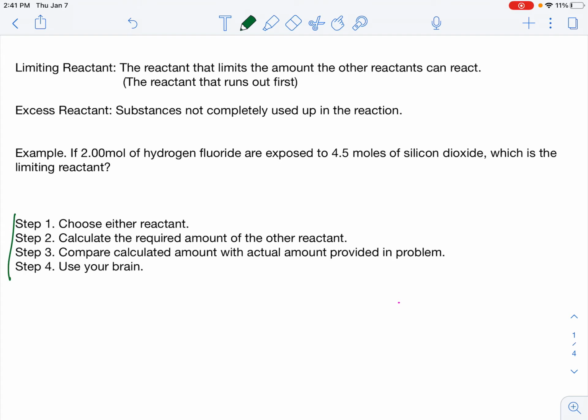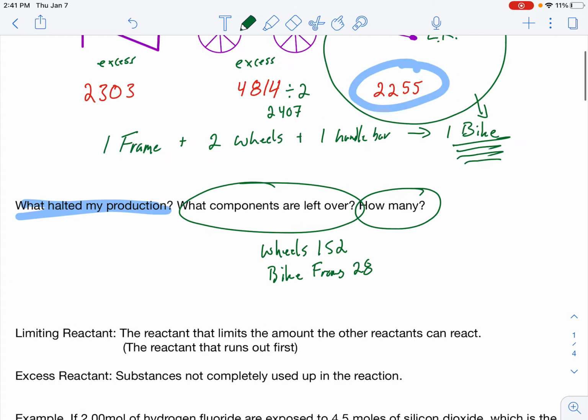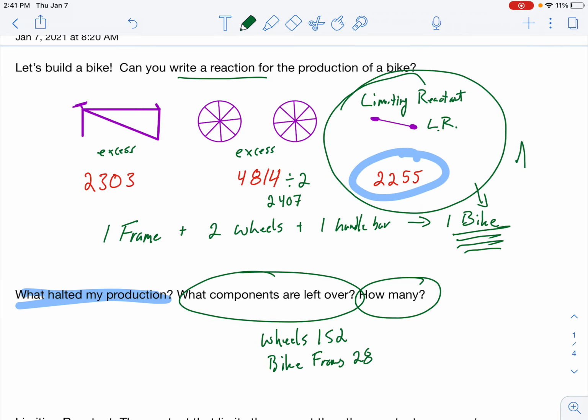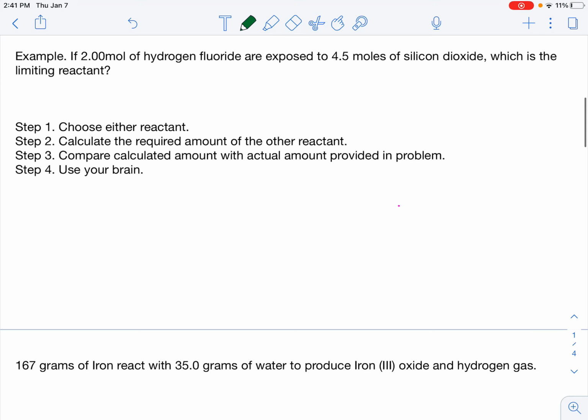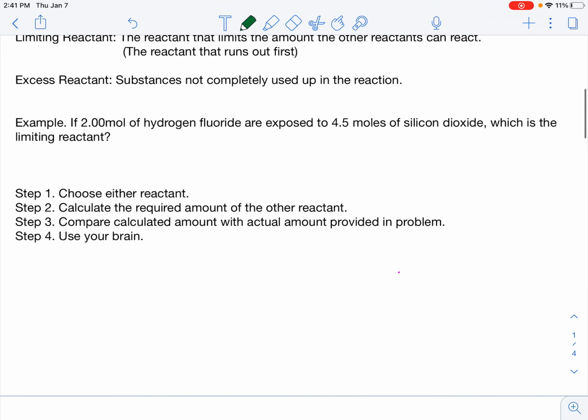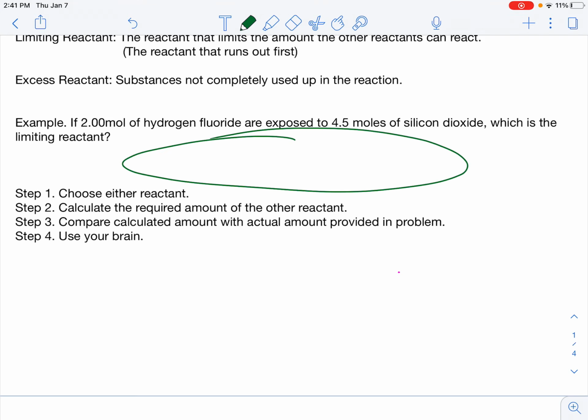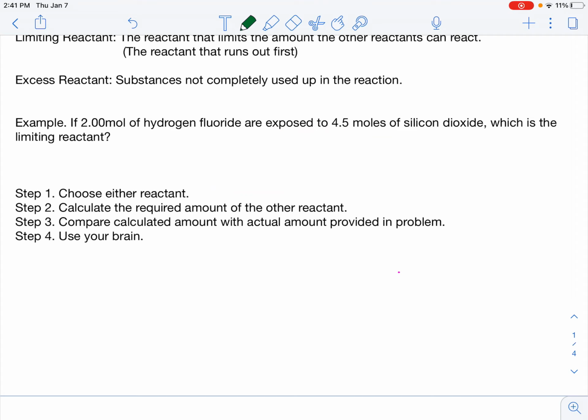I've also come up with a step-by-step process to help you identify what's going to actually limit your reaction. It's not going to be as easy as this, because this was like a 1 to 2 to 1 to 1 ratio, and quite frankly, life isn't always that easy. But we will try our best to explain it to you in a simple fashion. So, first thing we're going to do is write a chemical reaction. Our previous lecture was all about starting with a balanced chemical reaction. Same thing, any stoichiometry problem, that's what you need to start with.